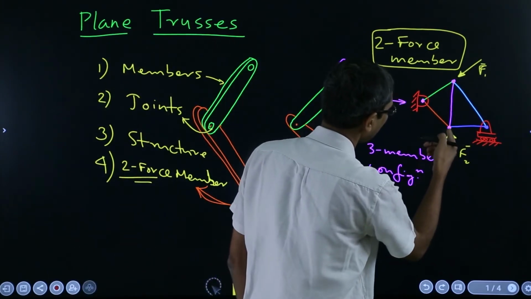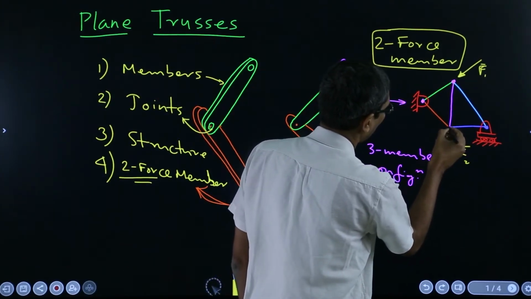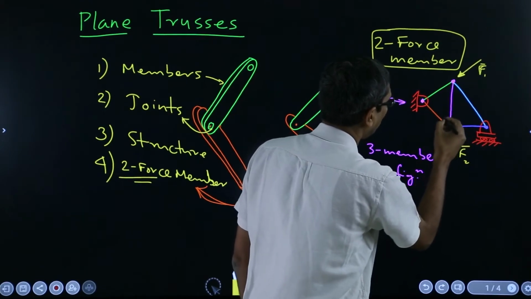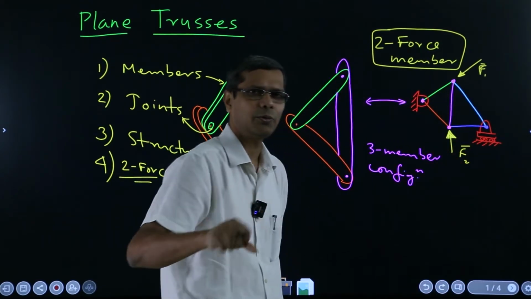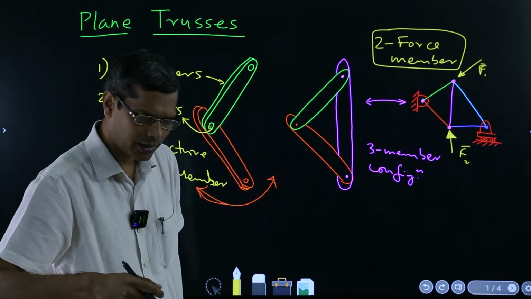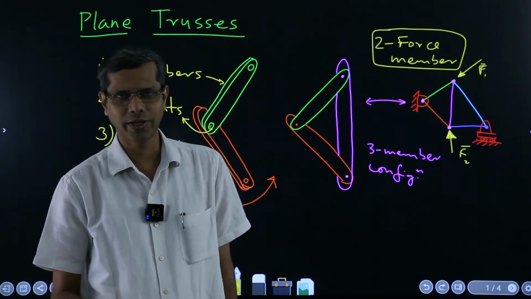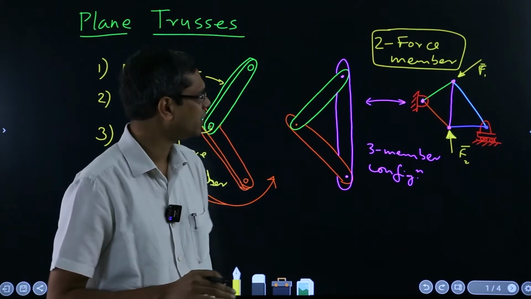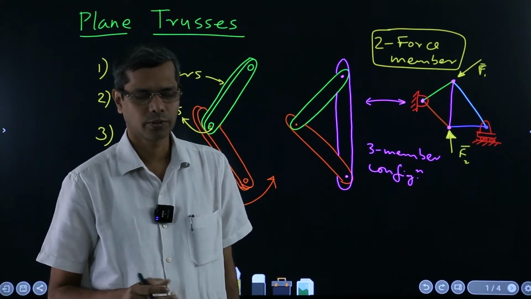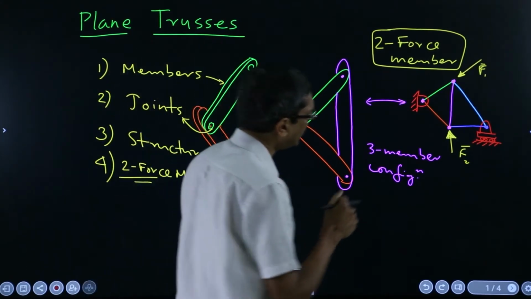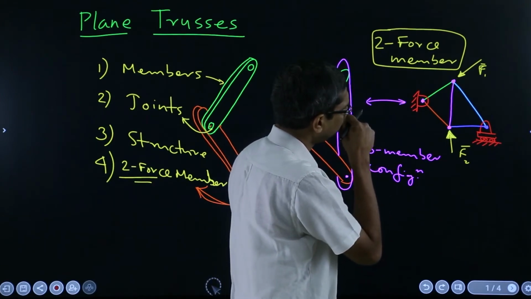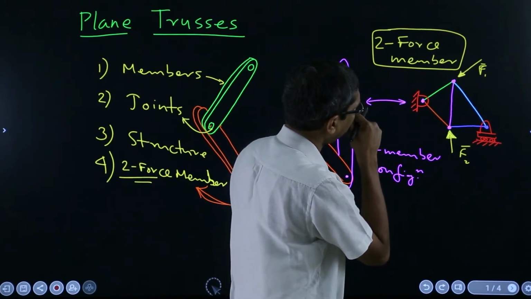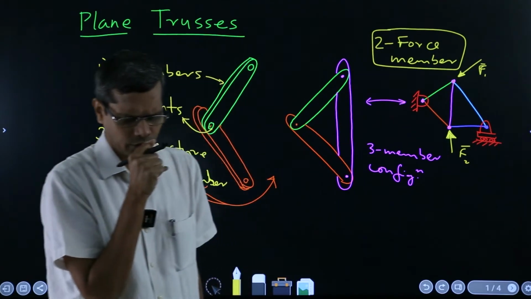Because any of the bars cannot transfer any twisting moment through the pin joint, which is free to rotate, and that is why all the members must be only two force members. And one more point why they should be two forces.